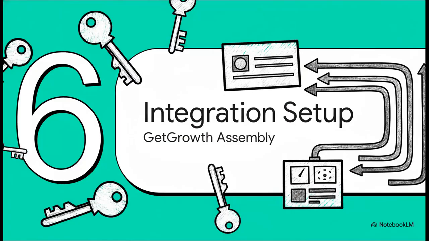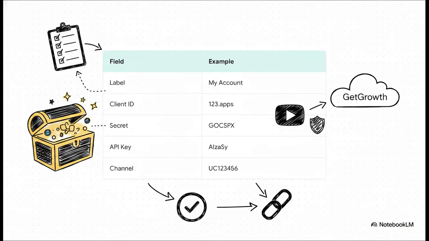And finally, Section 6, the final integration setup, assembling the pieces in GetGrowth. All right, this is the climax of our journey. This is where we bring everything back to the GetGrowth dashboard. Here is your ultimate checklist for filling out the form inside GetGrowth. It essentially maps every single field directly to the treasures we just collected.